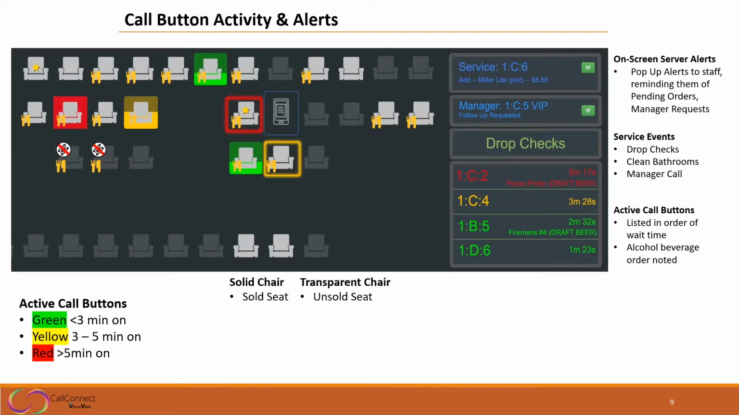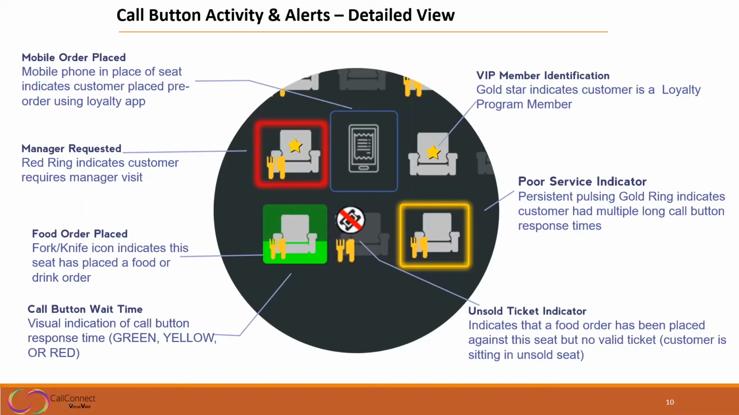Other service events and information is also displayed on the right-hand side of the screen. Information such as orders that have been placed, reminding servers that they need to put them in the point of sale system, calls for managers to go visit a customer, or other service events that are timed depending on the runtime of the movie. Here is a zoomed in section of the call button dashboard.